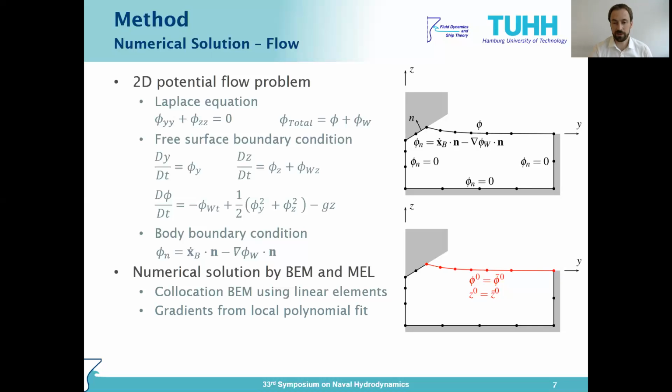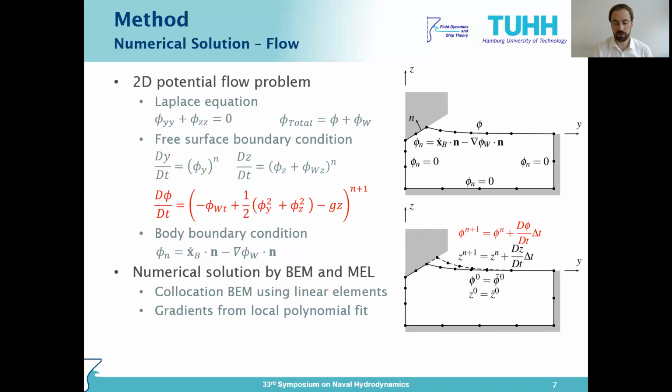And after that, we can evaluate the boundary conditions at the free surface to step the free surface forward in time. So we use the kinematic boundary condition at every node of the free surface to move the nodes. And then we compute the change of phi at the free surface by using the dynamic boundary condition.